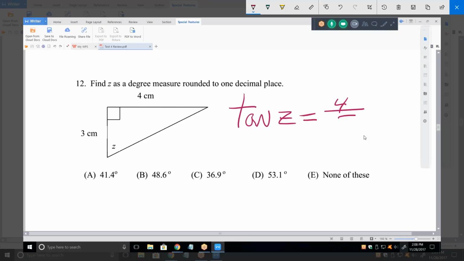4/3. Now, how do you find z? By definition, if tangent of z is equal to 4/3, what is z equal to? Inverse tan of 4/3. Pull your calculator out. Give me a number, round it off to one decimal place. Pick an answer.